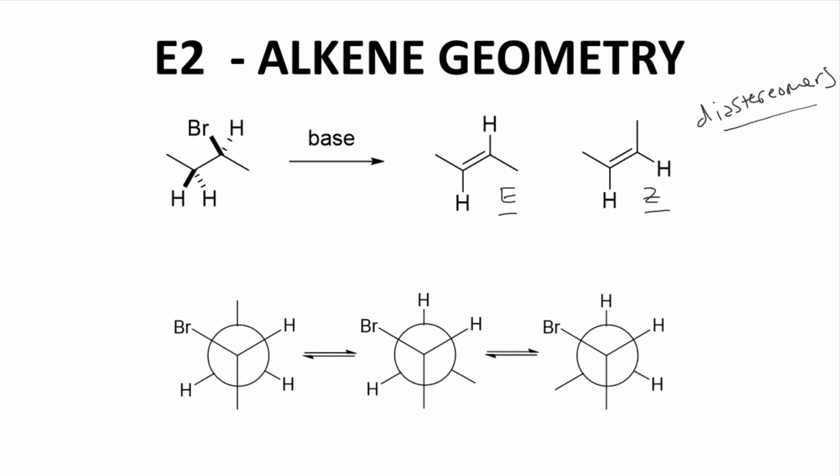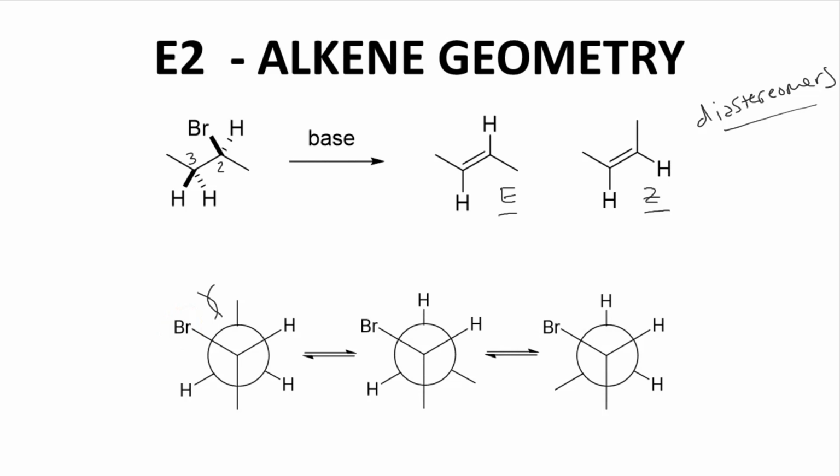Here are the three possible staggered Newman projections for the starting material. These Newman projections are looking down the C2, C3 bond of the starting material. Remember that the E2 favors having the leaving group and beta hydrogen anti in the reactive conformation. The first Newman projection has an anti-beta hydrogen to the leaving group, although we do have an unfavorable gauche interaction here.